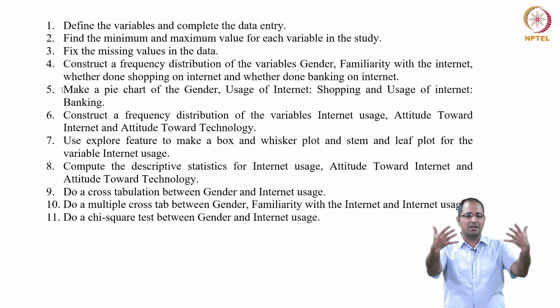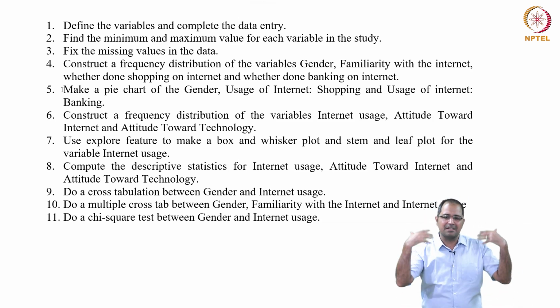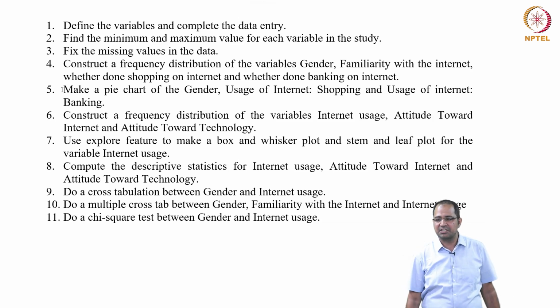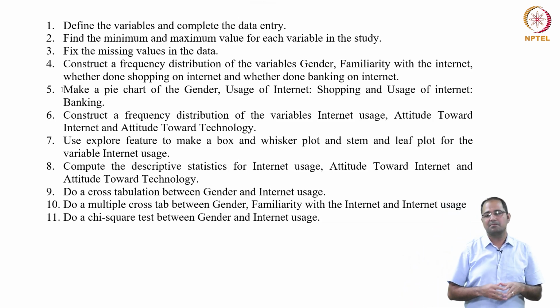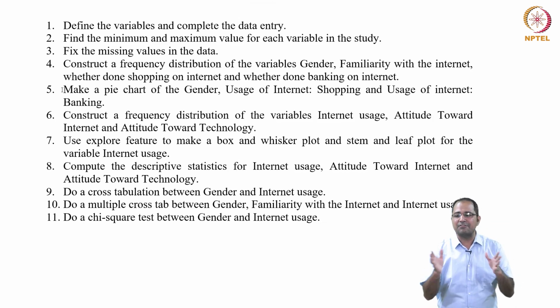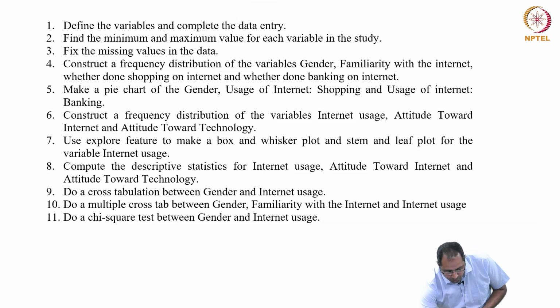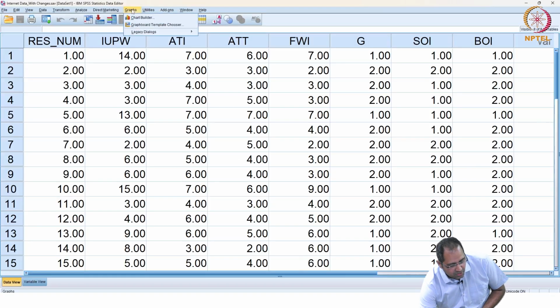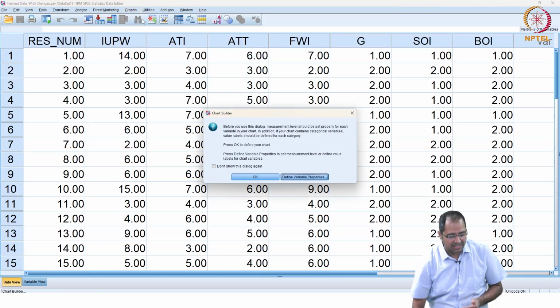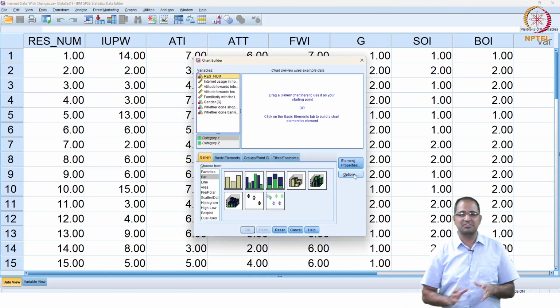Because probably our visual, visually graphically we are able to make more sense of things quickly than by looking at the data. So the fifth one is we have to make a pie chart for these three variables. Now there are two ways. One is go to graphs, and let's go to chart builder. Click on chart builder and click OK. You will get a screen like this.